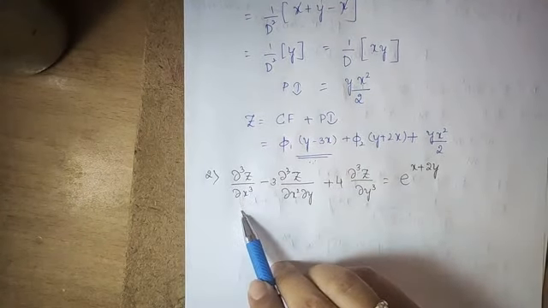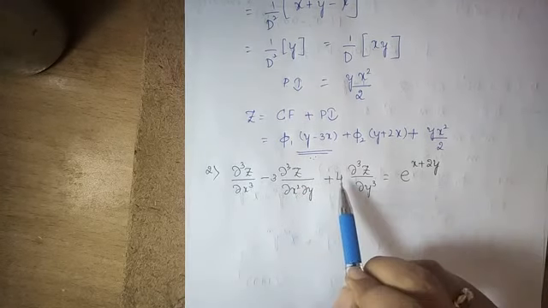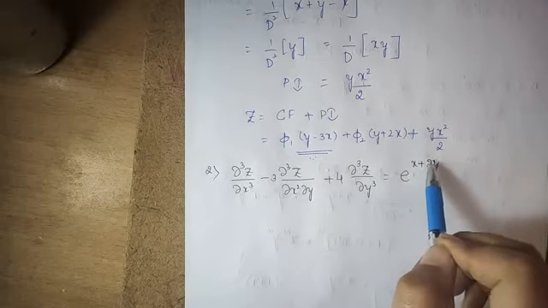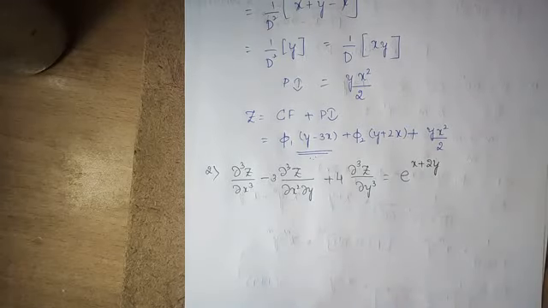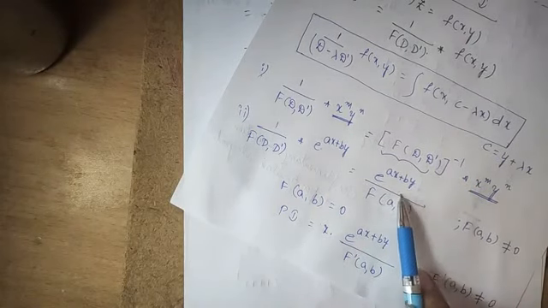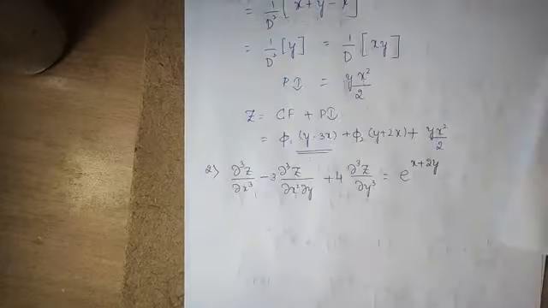Dou cube z by dou x cube minus 3 into dou cube z by dou x square dou y plus 4 into dou cube z by dou y cube is equal to e power x plus 2y. So clearly we can say that the given PDE is of type 2. Exponential term is there. So let's solve this.